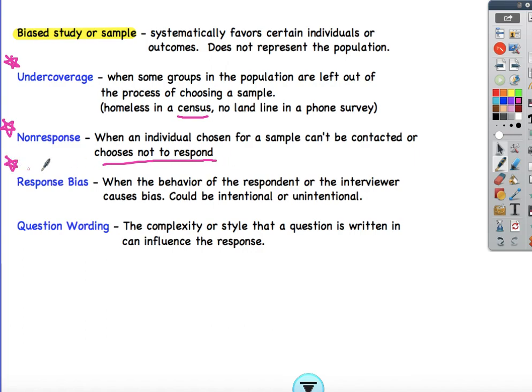Then you have response bias. That is when people do respond, but their behavior could cause the bias. So maybe they lie on the survey or something like that. It could be intentional or it could be unintentional. And then question wording: if it's too complex, too wordy or too preachy, or the order of the questions is leading or something like that, that can cause bias. So those are just some things that might come up.